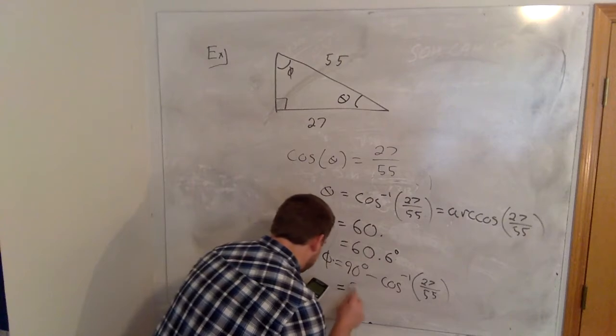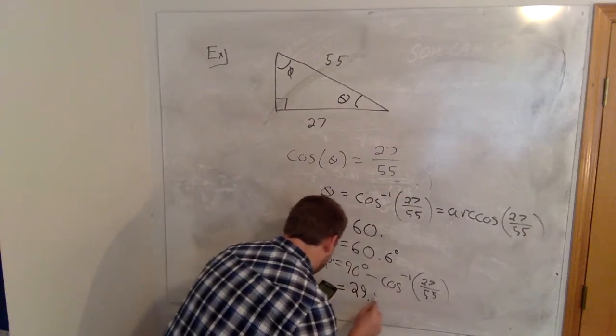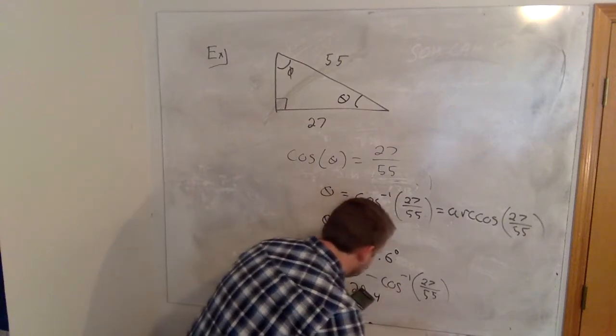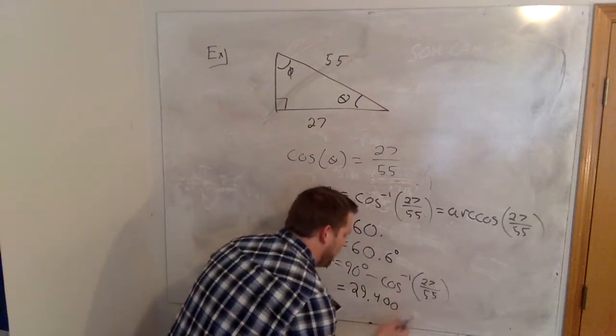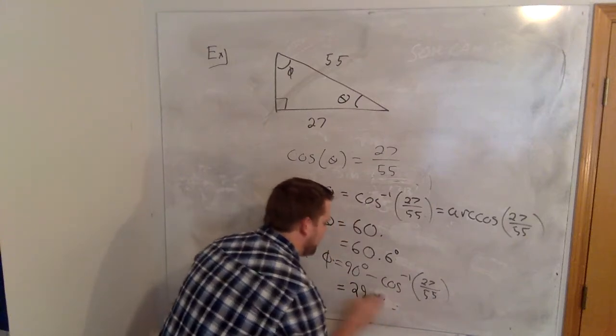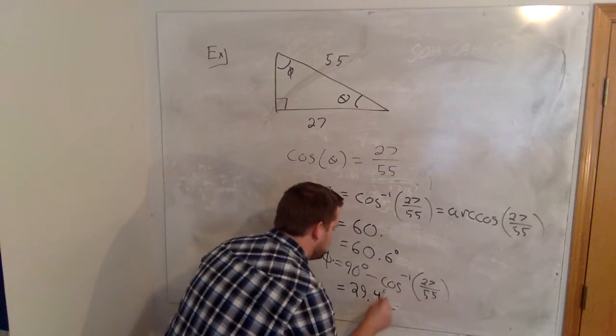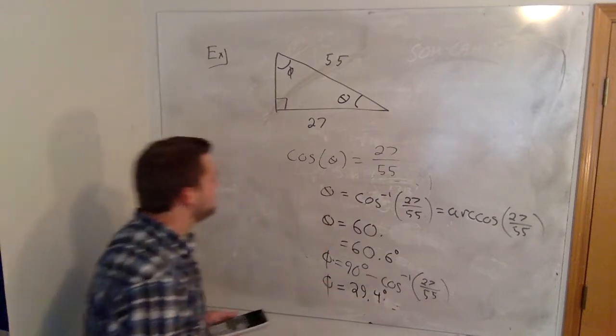And I'm getting 29.40035. If I'm rounding to 3 decimal places, I'll just put 4. I guess you could put 00, but I'll just write 0.4 degrees. Okay, so that's what I have for phi.